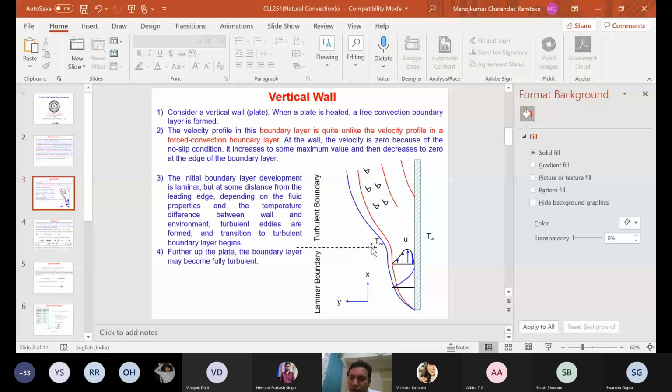So the velocity profile of the fluid element will look like as shown here by U. The velocity of the fluid element very close to the wall is going to be zero, even though the temperature is very high, because of the no slip condition. And the velocity of the fluid in the free stream here is going to be zero, because here the temperature is very low. Because of that, there will not be any upward movement of the fluid element.